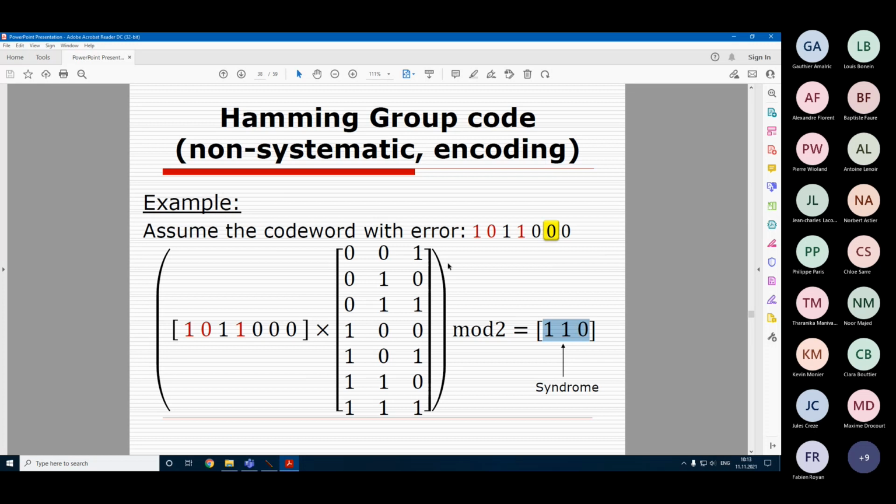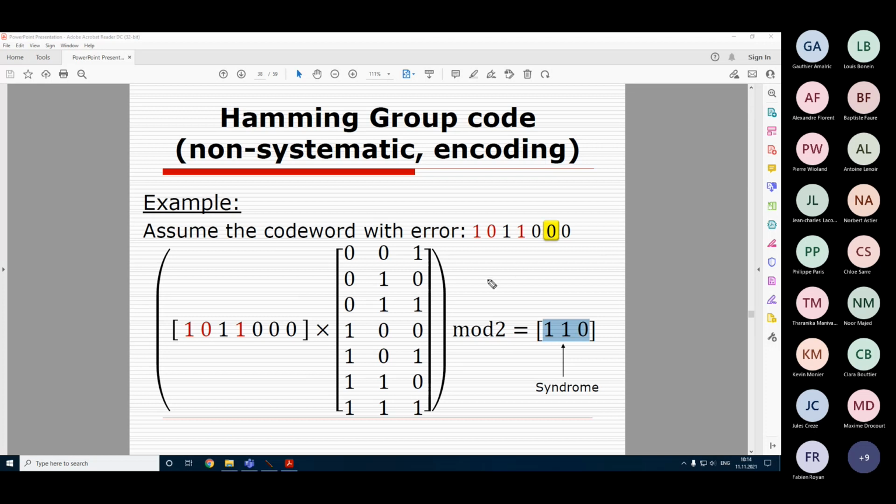Yes, if we convert it into systematic, then our code word will be rather this. Yes, 1, 0, 0, 0. Here we are going to have the error. Yes, and here are our control symbols. Sorry, 1, 0, 1.